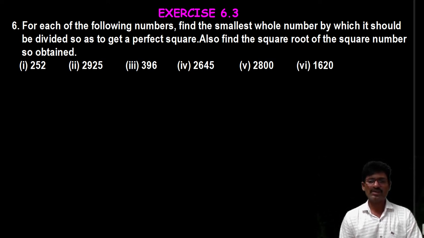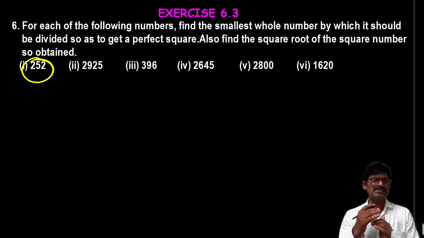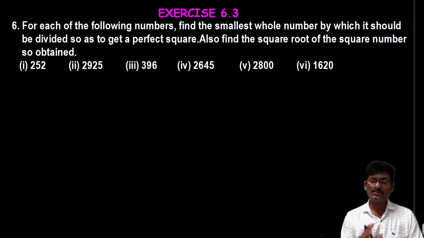So here we are given some numbers. Suppose we take one number, that is 252. This is not a perfect square. We need to divide this number by some number so that it becomes a perfect square. Let me take one example. Suppose we have 72. We need to divide this into factors.